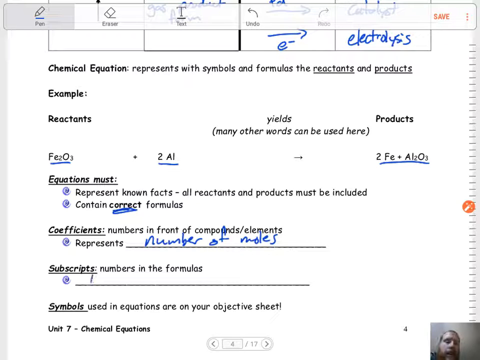Subscripts. These never, ever change when balancing. So when in doubt, never change your subscripts. There'll be one instance where I show them to you in a later video, but for now, do not worry about it. And then symbols, make sure you use your symbols and memorize those.